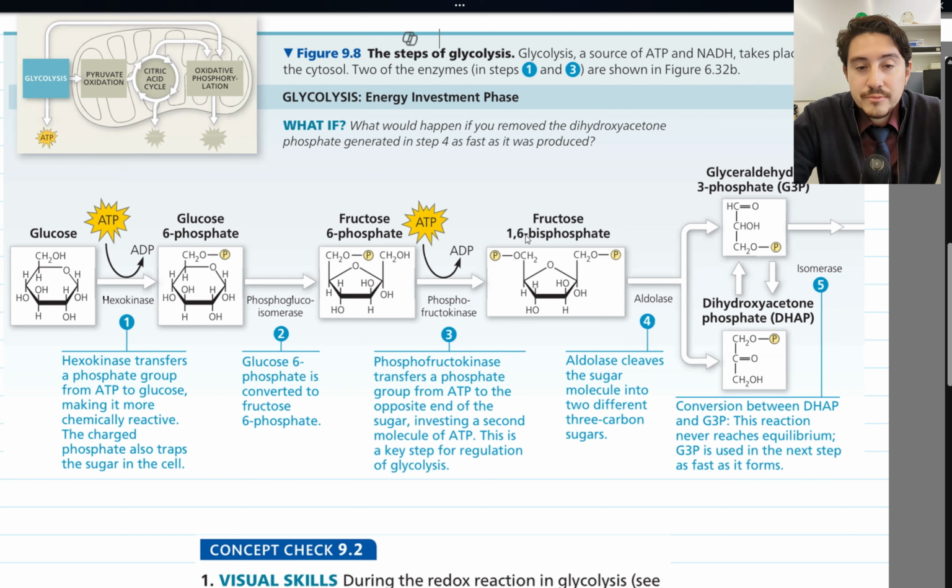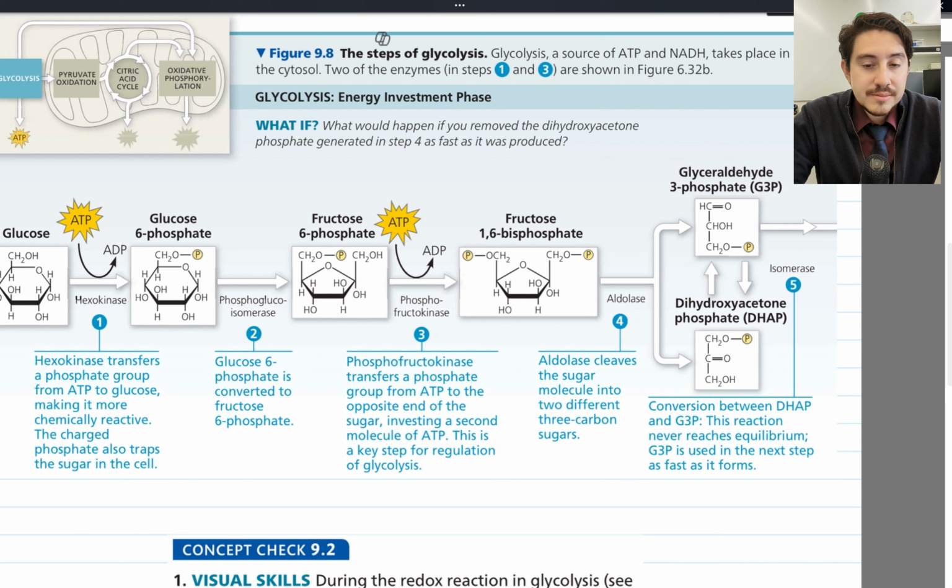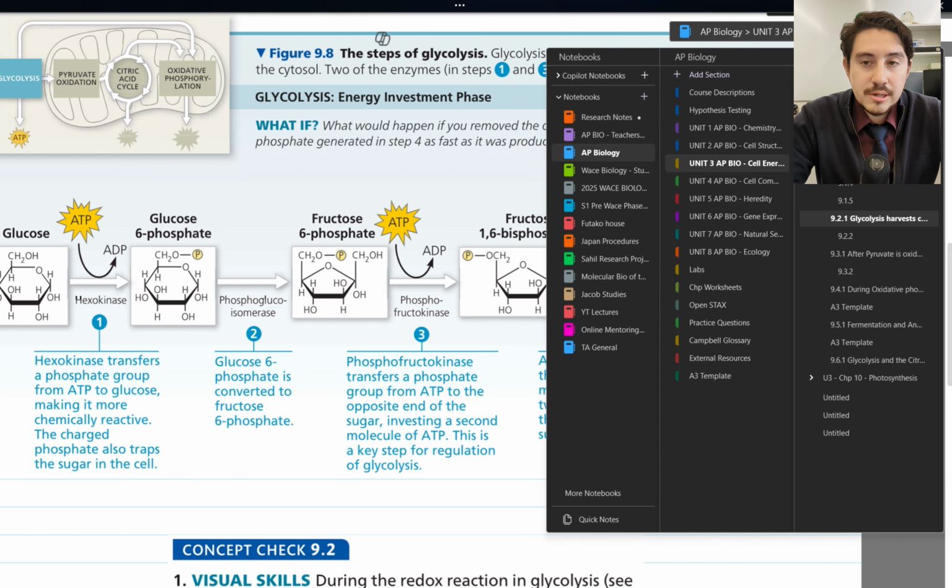So you have fructose 1,6-bisphosphate. All that means is that you have 2 phosphates attached to the 6-carbon molecule now. I'm going to refer to it as a 6-carbon molecule, as it's generally referred to this way. Fructose 1,6-bisphosphate.